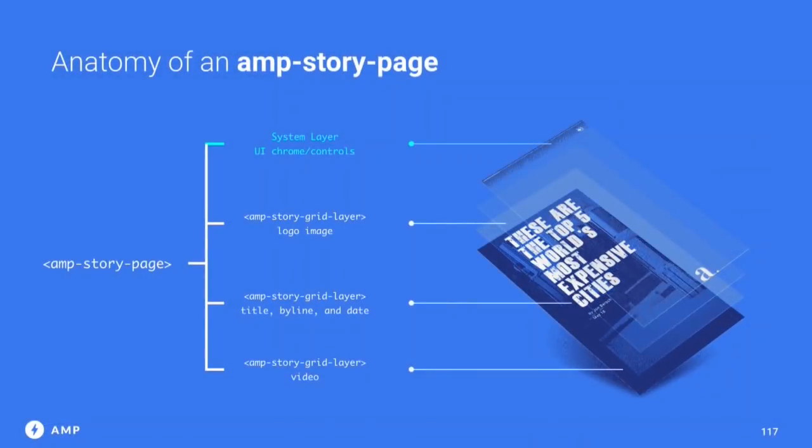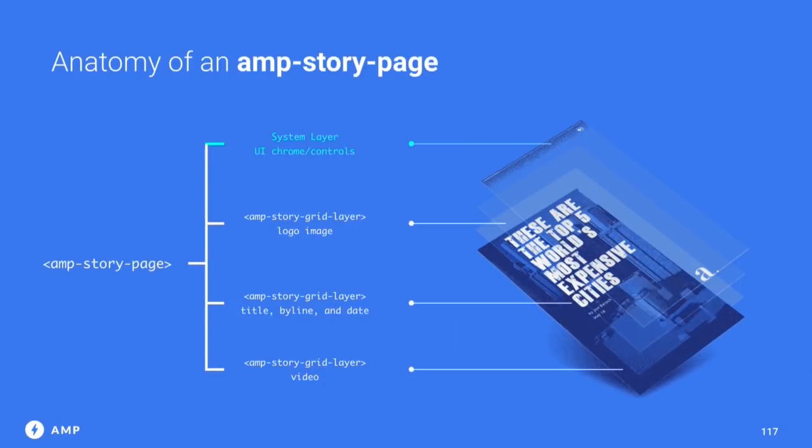Now, each page of the story is made up of multiple layers, stacked back to front. These layers are all composited on top of one another to create the desired visual design. So taking the example of our cover page, starting from the back again, first we have the background video. Then on top of that, we have a second layer with the title of our story, the byline, and the publication date. On top of that, we chose to add a third layer with our publisher's logo.